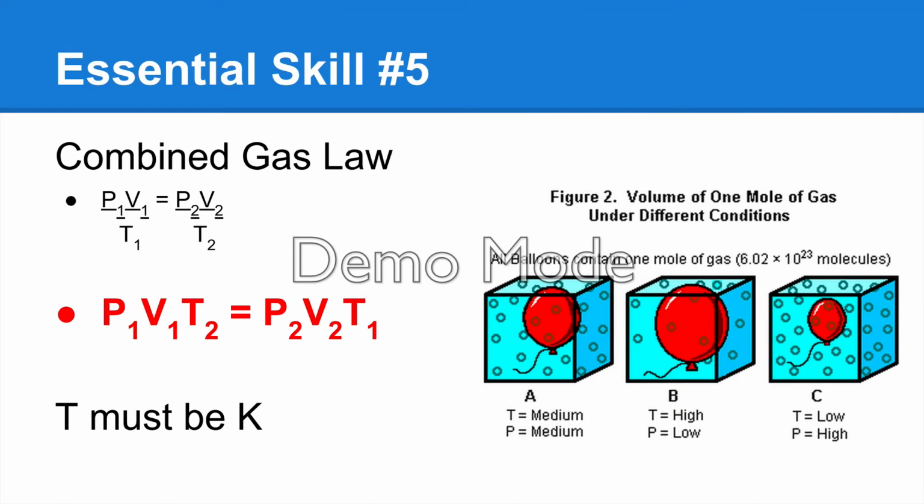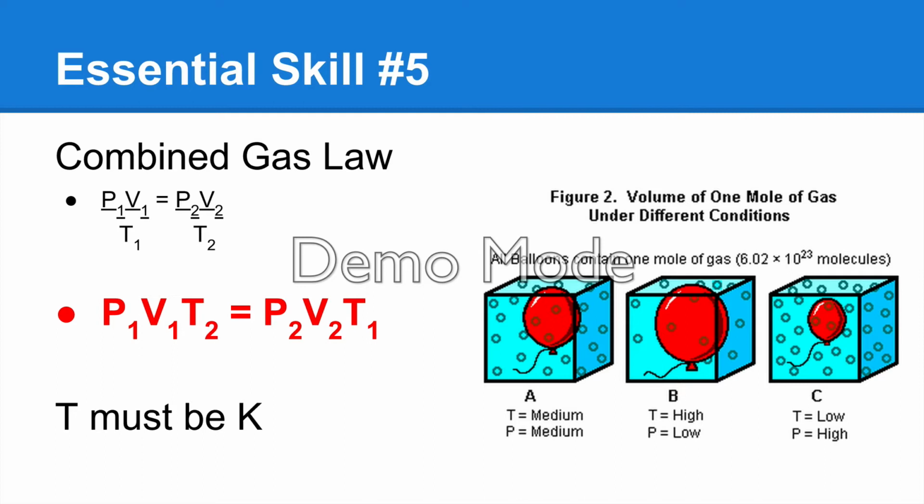Essential skill number 5 is the combined gas law. The way I remember it is P1 V1 over T1 equals P2 V2 over T2. However, the red form is the easiest to manipulate, so when you're solving equations, I would encourage you to have that one memorized: P1 V1 T2 is equal to P2 V2 T1. All that happened was a cross multiplication to get the T's on the opposite side, but it's a linear form, we'll call it. If you remember that, everything else is a little bit easier to manipulate.